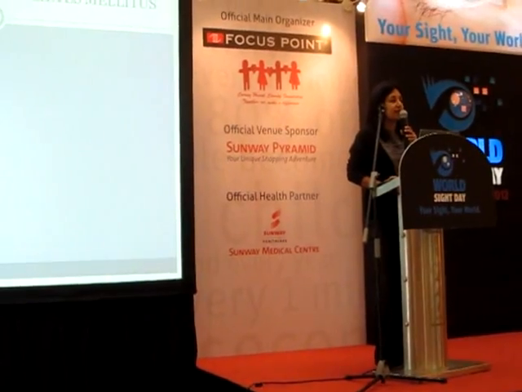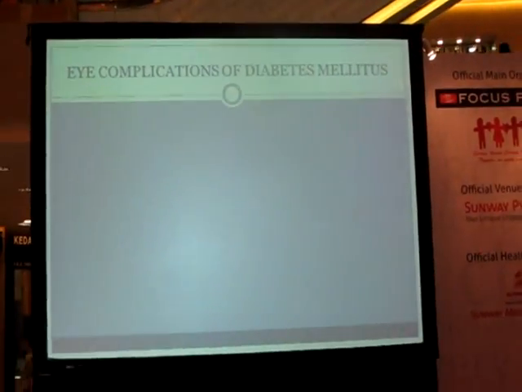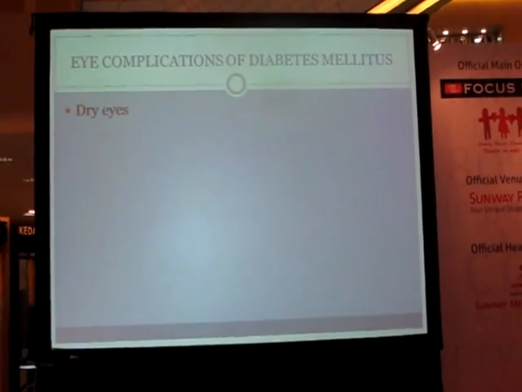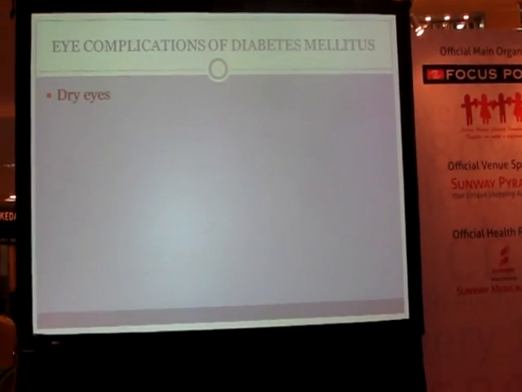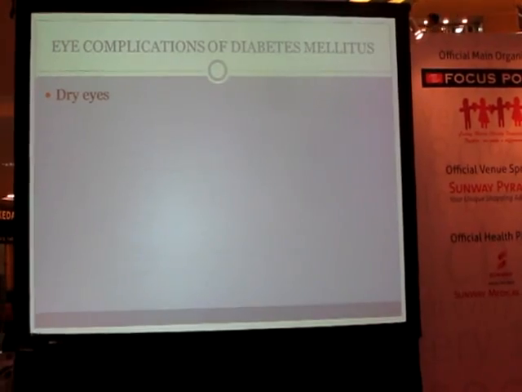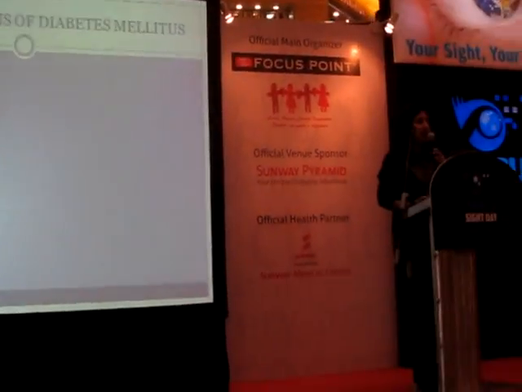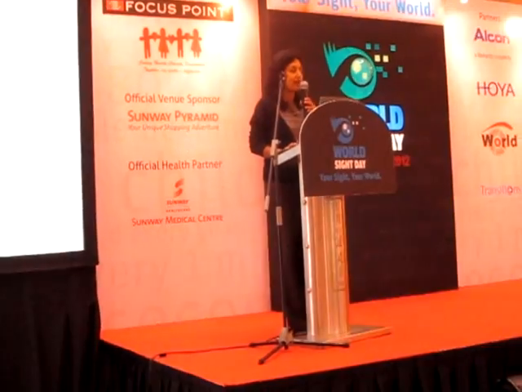So what are some things that can happen to your eyes if you have diabetes? Commonly you can get dry eyes. A lot of contact lens wearers get that, but diabetics get it more often. They feel gritty and some burning sensation in the eye. That's not dangerous, but it can be uncomfortable.